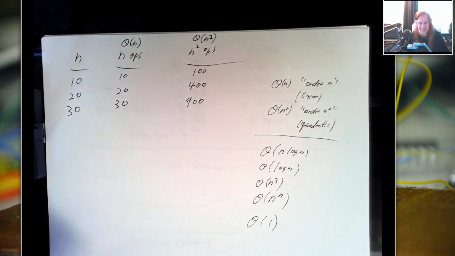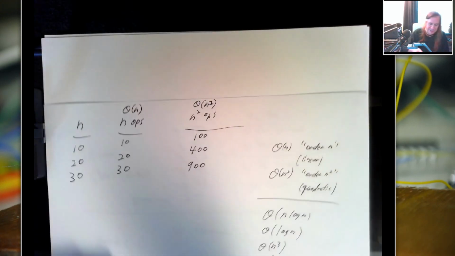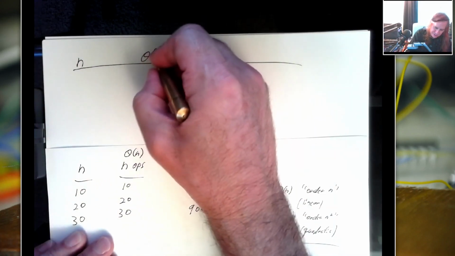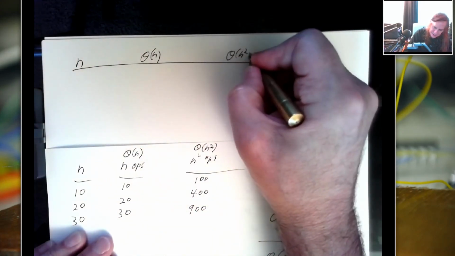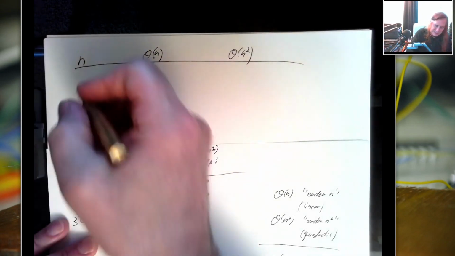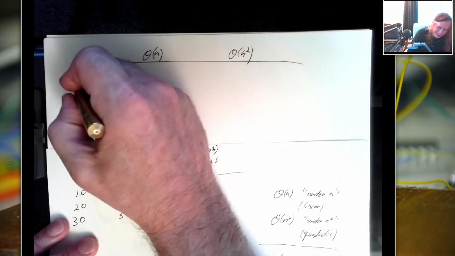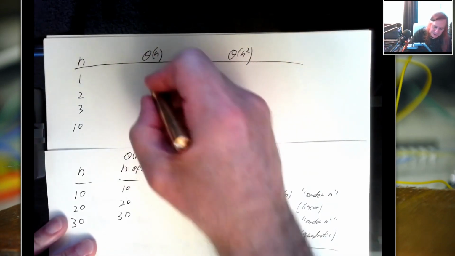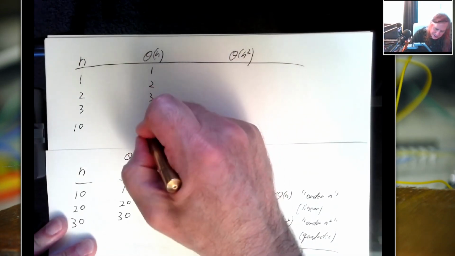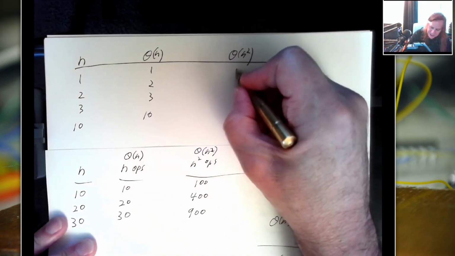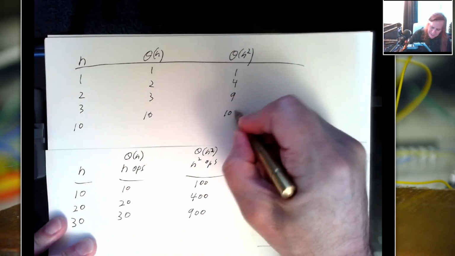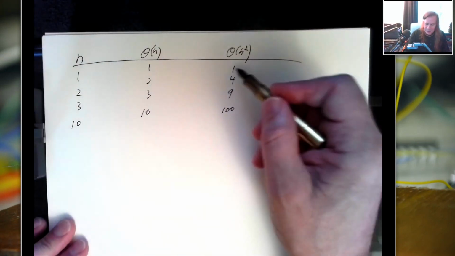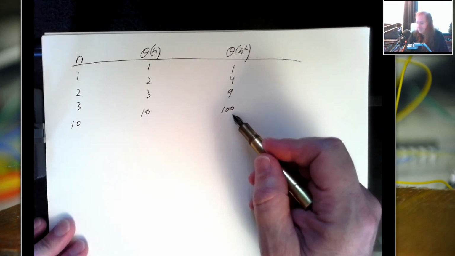All right, now a couple of observations to make here. Let's go back to our original table, n and order n squared. And let's look at values of n of, say, 1, 2, 3, and 10. And so our linear algorithm takes times 1, 2, 3, and 10. Our quadratic takes times 1, 4, and 9, and 100. So yeah, 10 times as much data, 100 times as much time.